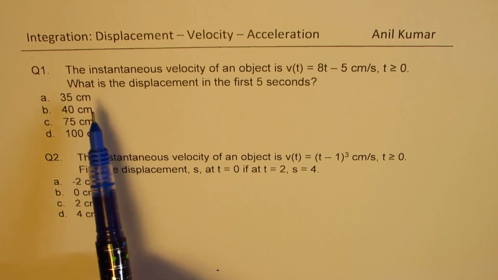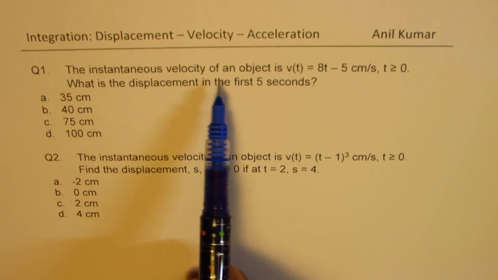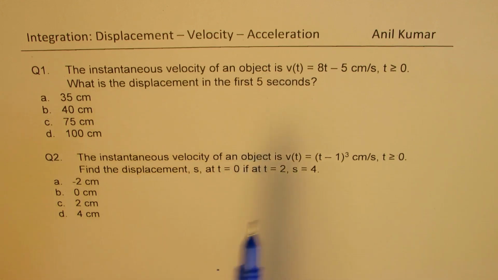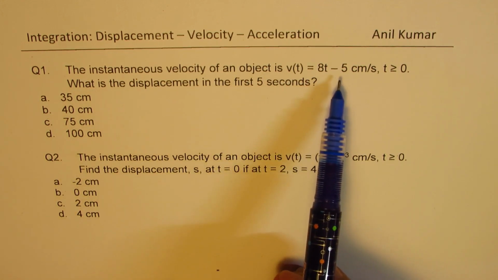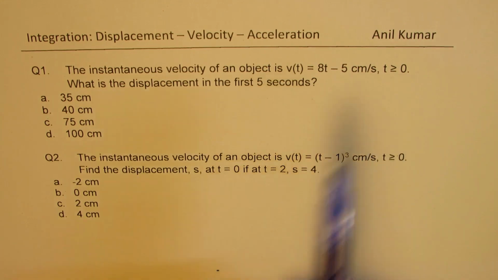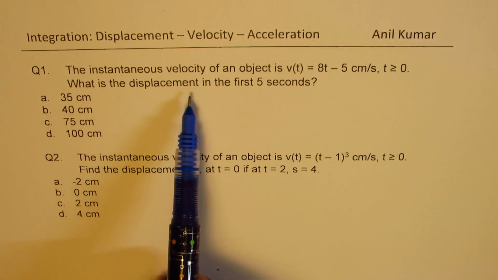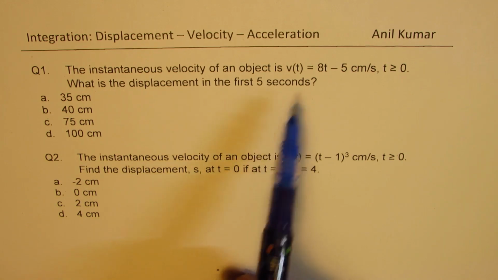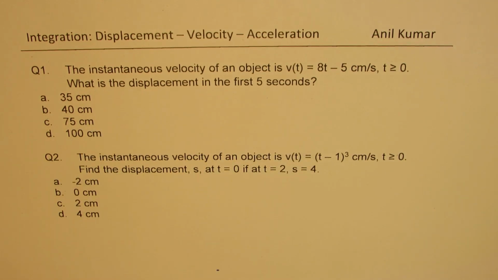Question number 1. The instantaneous velocity of an object is v of t equals 8t minus 5 centimeters per second, where t is greater than or equal to 0. What is the displacement in the first 5 seconds? 4 options are given to you.